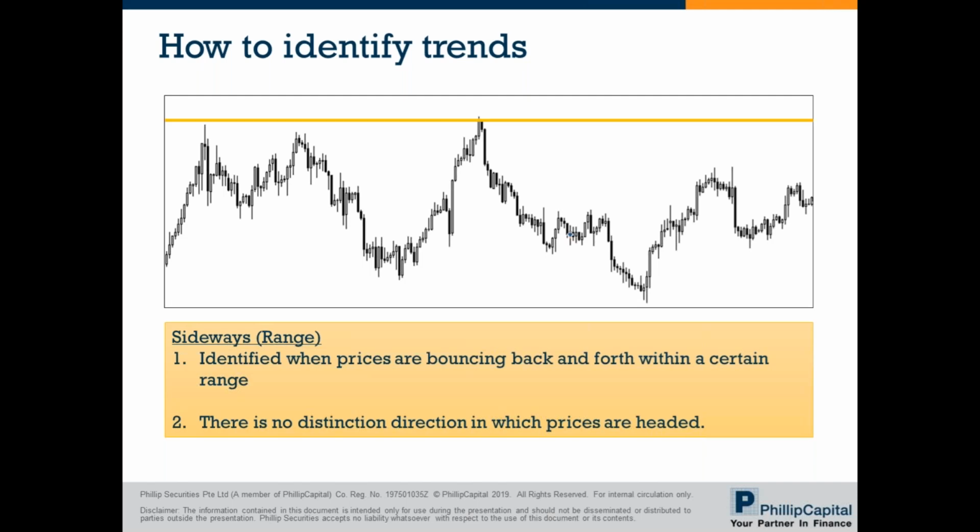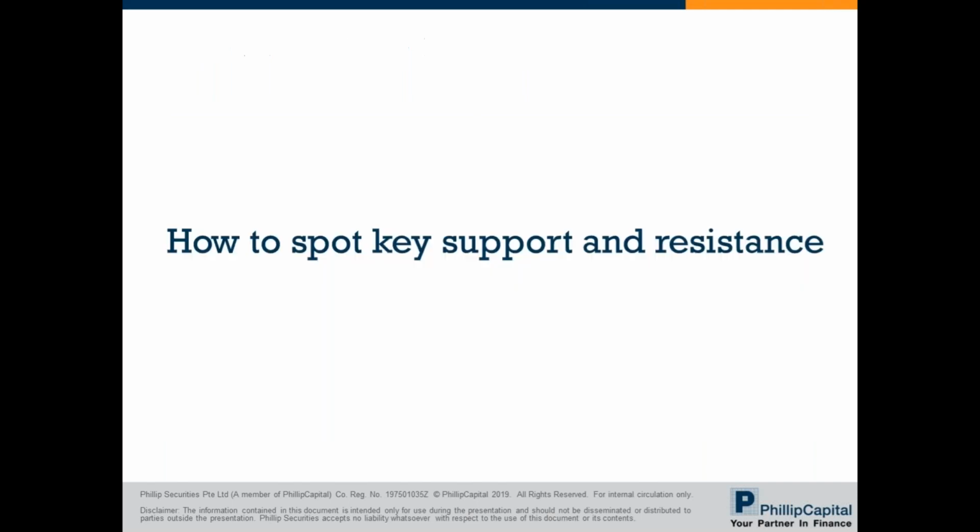If you look at the image, you can see that prices are bouncing back and forth within a certain range. So the two horizontal lines are marking the boundaries within which prices are moving. The yellow highlighted area marks the zone in which prices are bouncing back and forth. So at a glance, you can tell that there is no distinct direction in which prices are moving. So this is what you call a range.